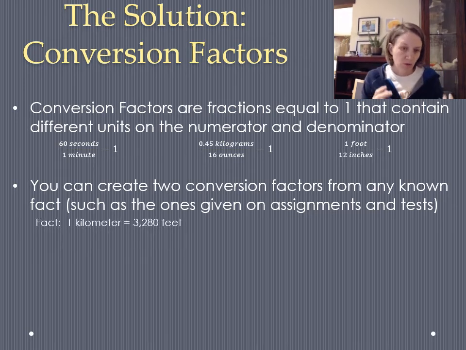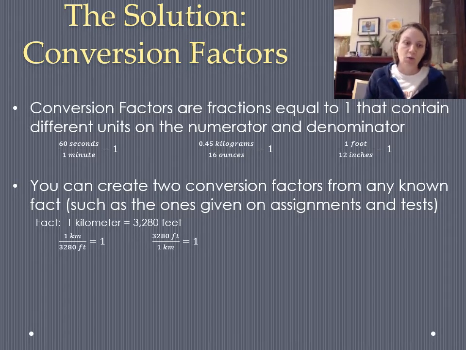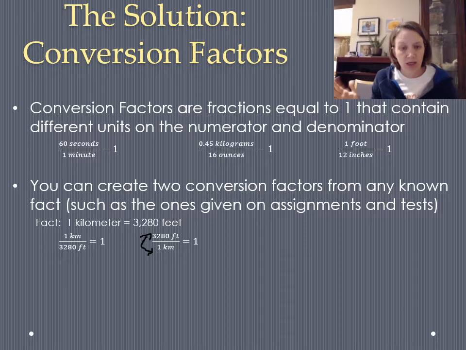So if you know, for example, that 1 kilometer equals 3,280 feet, we can make 2 different conversion factors out of this. We can make the one that's 1 kilometer on top of the fraction and 3280 feet on the bottom. And because they're equal to each other, that's equal to 1. Or I can flip-flop them and make a second conversion factor where I have 3280 feet on the top and 1 kilometer on the bottom.